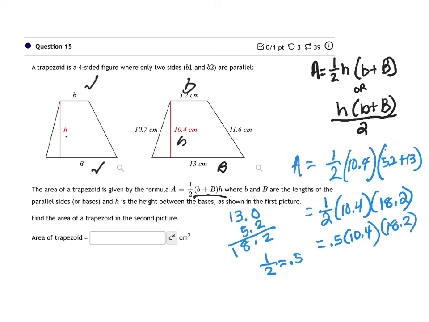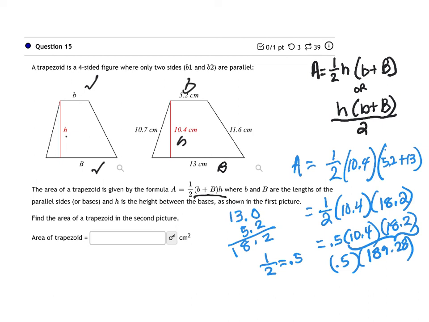So I'm going to stop it and give you time to do that, and I'm going to go do that. So this multiplied together gives me 189.28 and then times 0.5. Now I did it this way so you could see, you didn't have to, you could do 0.5 times 10.4 times 18.2. You'll get the right answer. But I did it this way just so you could see what you're going to do.